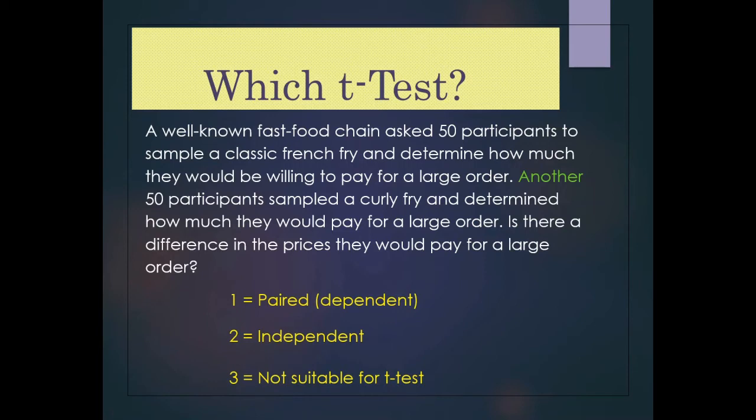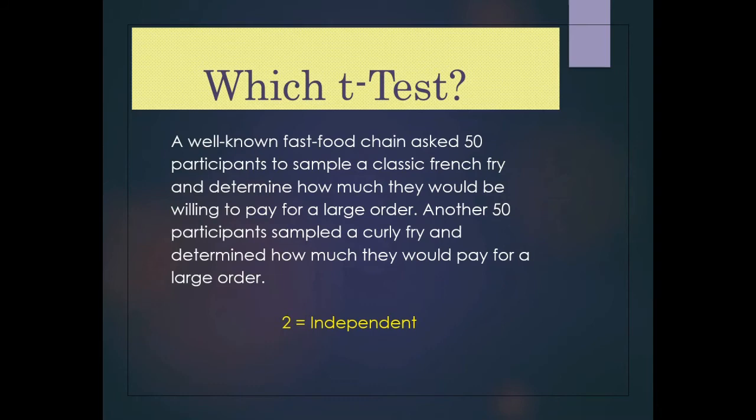Let's look at the answer. It is an independent t-test. Awesome. So who got that right? Yay! It's an independent t-test because 50 people sampled one, 50 people sampled the other. So the participants that contributed to each of the categories, whether it be the classic French fry or the curly fry, are not the same participants.